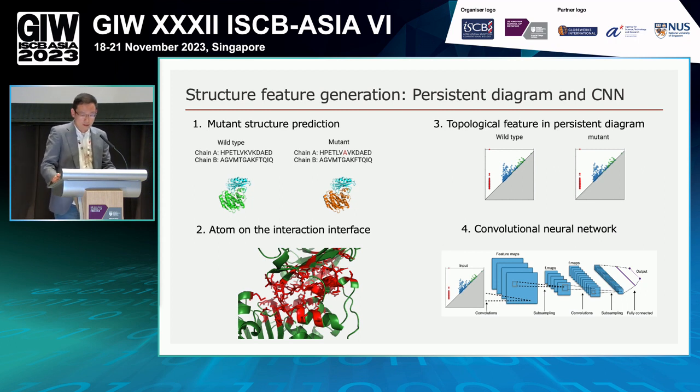So the topological persistence diagram. A persistence diagram is a topological data analysis method that can capture the features of connection and shape of the point cloud. And at last, we use the convolutional neural network to extract the structure feature from the persistence diagram.